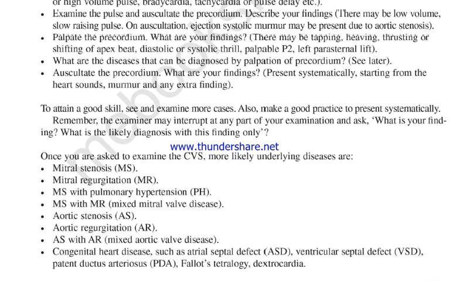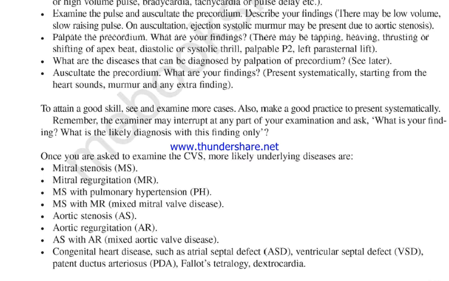"Auscultate the precordium. What are your findings?" Present systematically, starting from the heart sounds, murmurs and any extra findings. To attain a good skill, see and examine more cases. Also, make a good practice to present systematically. Remember, the examiner may interrupt at any part of your examination and ask, "What is your finding? What is the likely diagnosis with this finding only?"